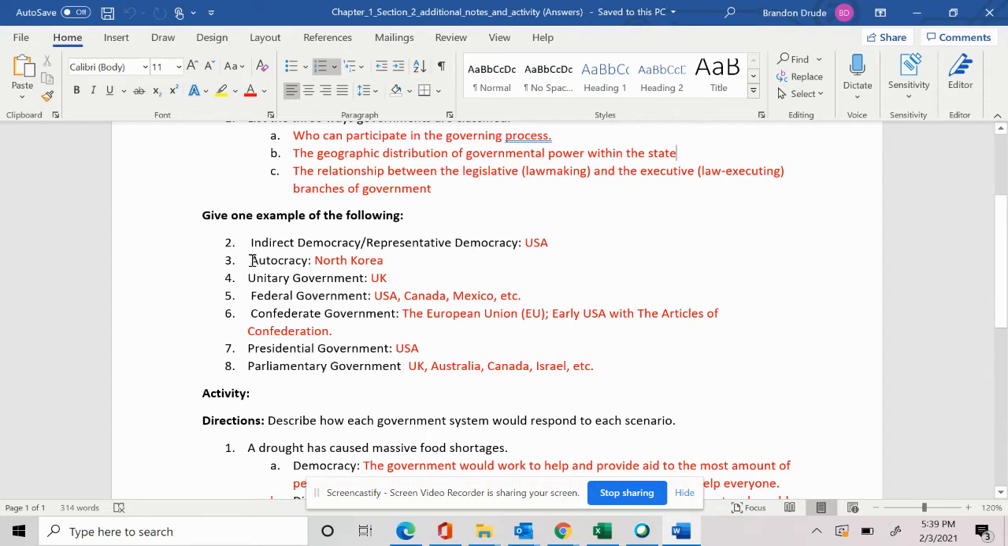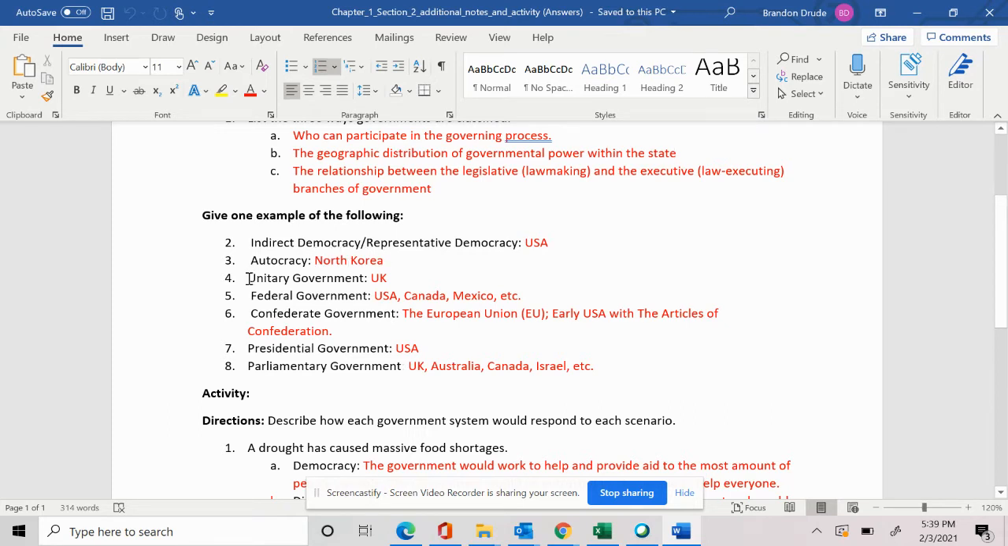Autocracy, if you remember, is a dictatorship ruled by one person. A perfect example of that would be North Korea. I am not going to try to spell his name since I'm probably going to get it wrong, but Kim Jong-un is the leader of North Korea, and he is a perfect example of an autocracy.